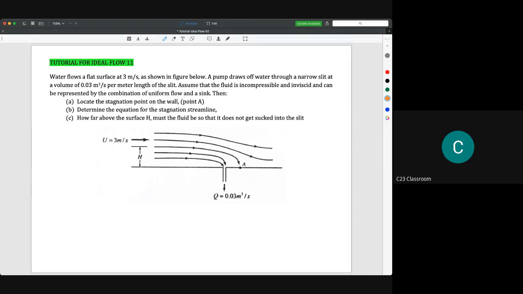So in this question, it gives you one situation where, for example, you have a flat plate here. And then on this flat plate, you have one small hole, and this small hole is sucking your liquid. So at least you could imagine.